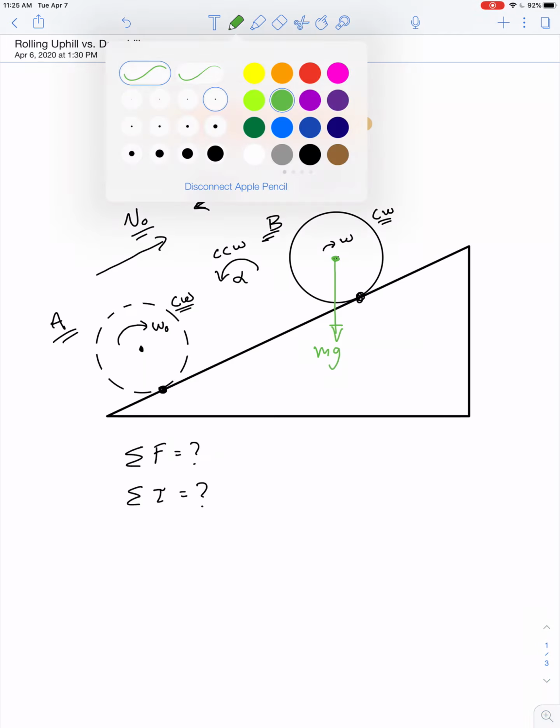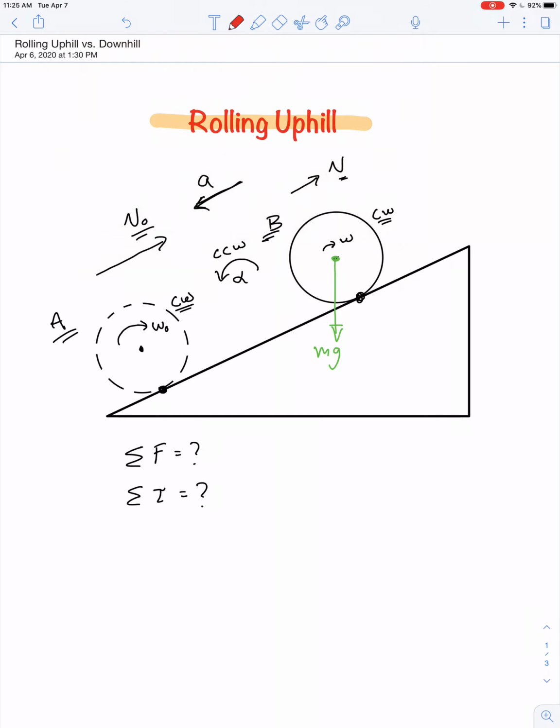Then there's a normal force. The point of application of the normal force is right where the ramp contacts the wheel, so the normal force does not act at the center of mass. The normal force acts at the contact point, although its vector does pass through the center of mass because normal force has to be perpendicular to the incline. And then there's one last force, and that's friction.